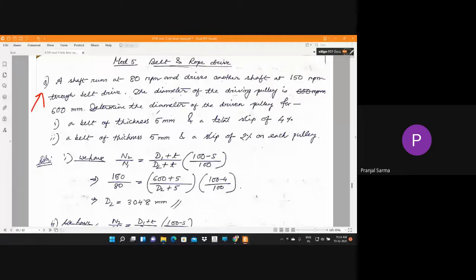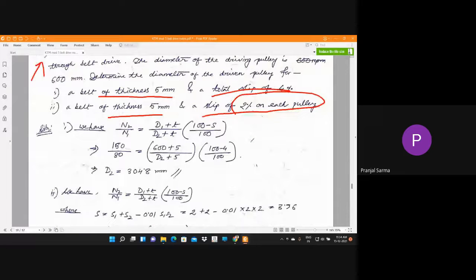You need to find out the diameter of the driven pulley considering two cases. One situation is belt thickness is 5 millimeter and the total slip is 4%. In the second case, the same belt thickness is 5 millimeter, but we are considering the slip to be 2% on each pulley. In the previous case, the total is 4%, here 2% on each pulley. So we are going to see whether there is any difference, whether it's going to be 2% plus 2% directly 4%, or will there be any change?